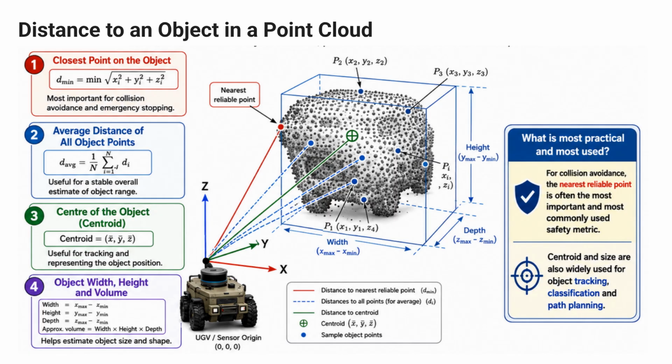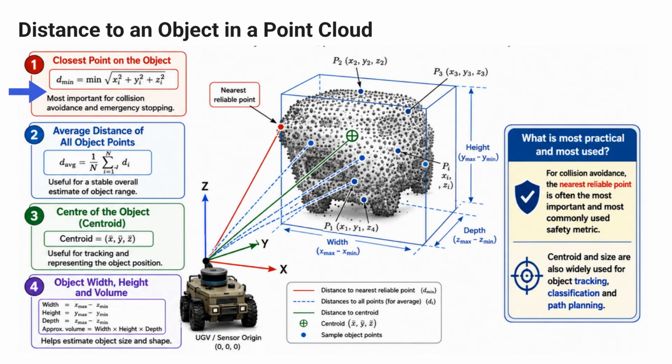This image explains how an unmanned ground vehicle estimates the distance to an object in front of it using a point cloud. A detected object is not represented by just one point. It is represented by a cluster of many 3D points. From this cluster, the system can calculate several useful values.